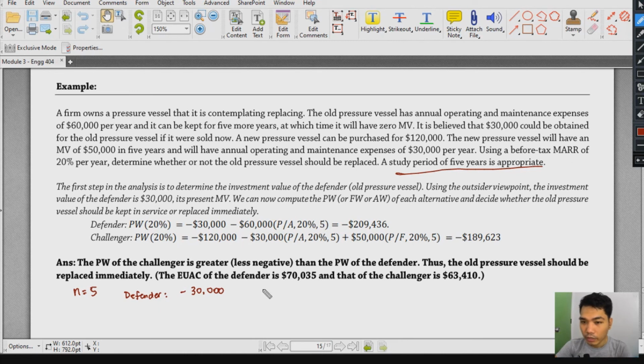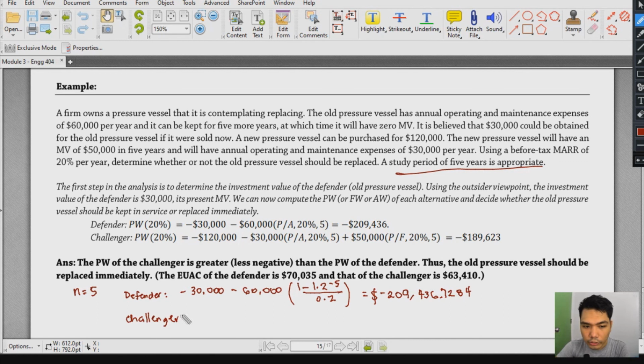That's why it's negative. If you're taking the outsider's viewpoint, technically that's negative because you have to pay for that at its current value, in this present point of time, that's 30,000. So it's negative. And then, what is the maintenance cost of this? That's negative 60,000. And we multiply this by the uniform series present worth factor. So that's 1 minus 1.2 raised to negative 5 over 0.2. This results to negative 209,436.7284 dollars.